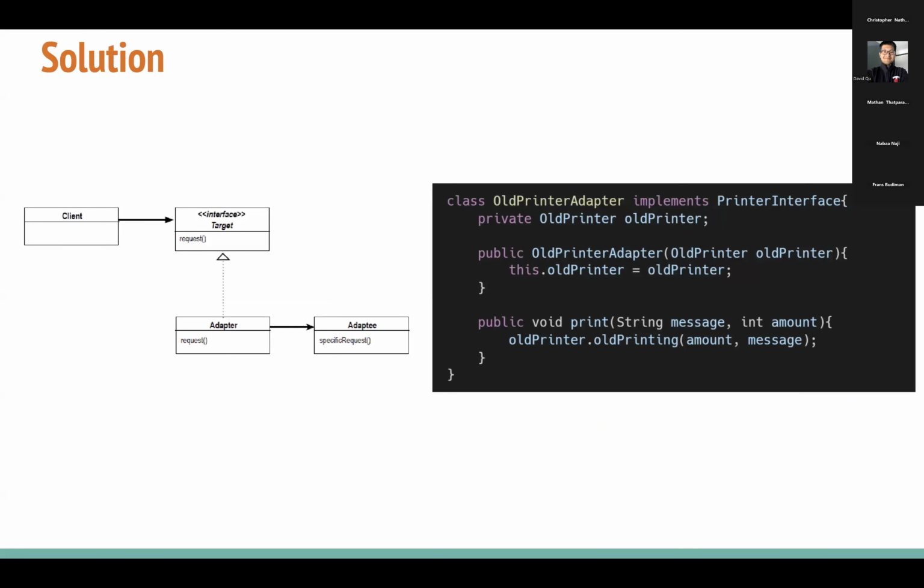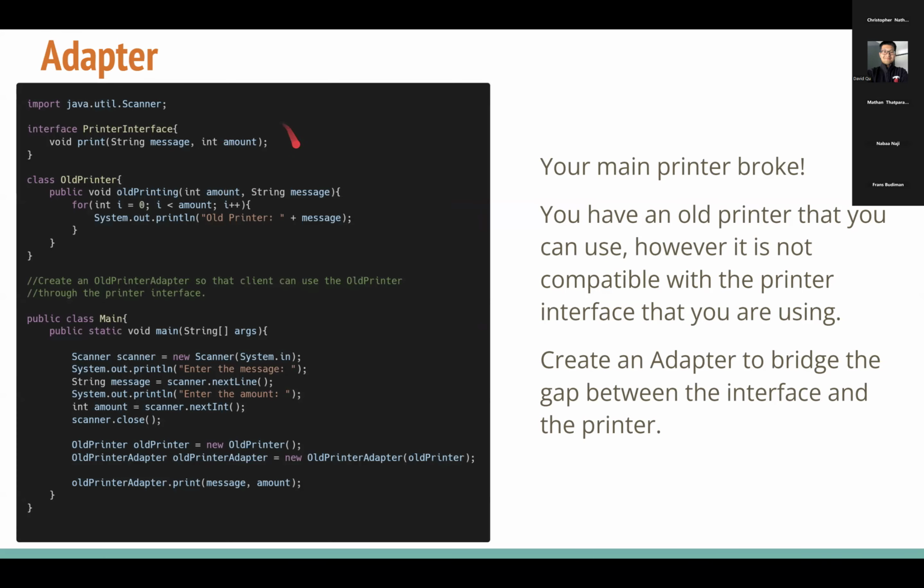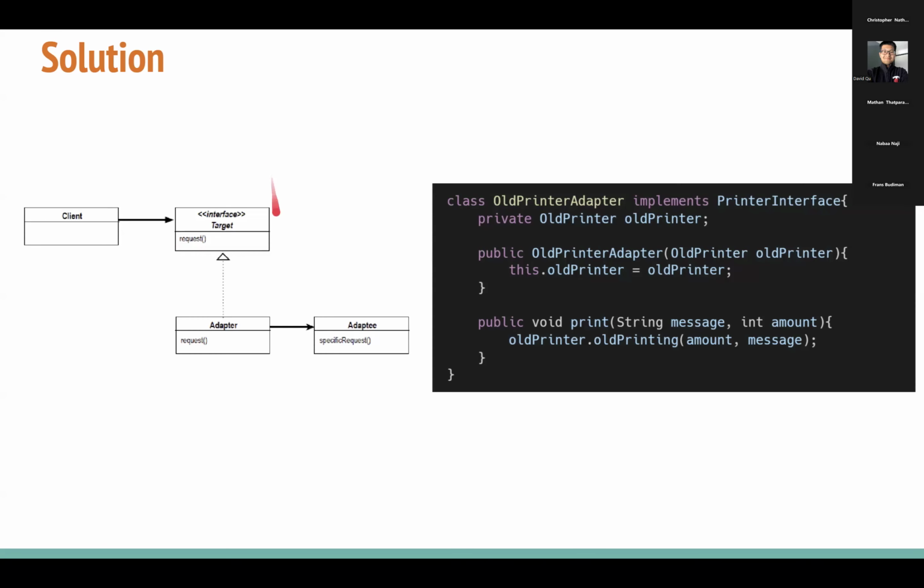Here it is. So this is the diagram for an adapter. It's quite straightforward. So this is the client, which is you, and then you're used to using this target interface, which in the question's case is the printer interface. And then we have the adaptee, which is the old printer that is not compatible with the interface, right? So we need to create this class so that we can use this adaptee through the methods in the interface.